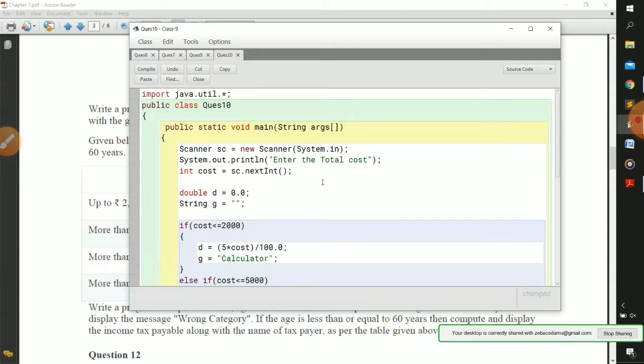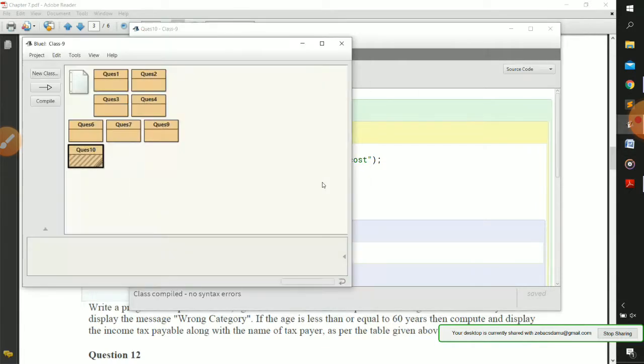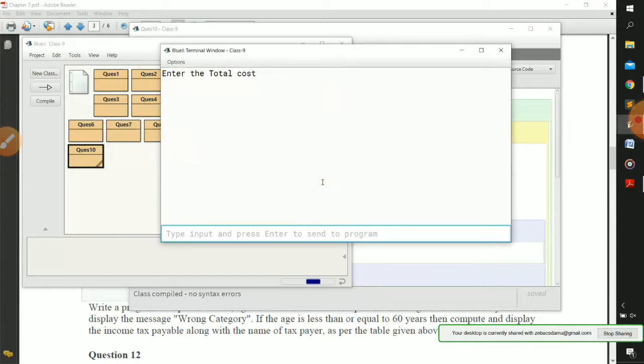I hope you understood this part also. Compiled our code. Luckily we are not having any syntax errors. So now let us try to execute this one. Okay, total cost we need to enter. So let us take 4,000. Now you see, amount to be paid 3600.